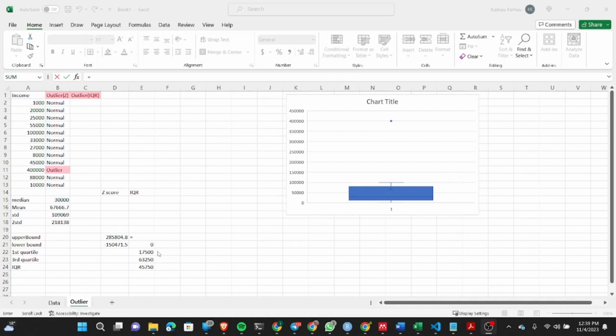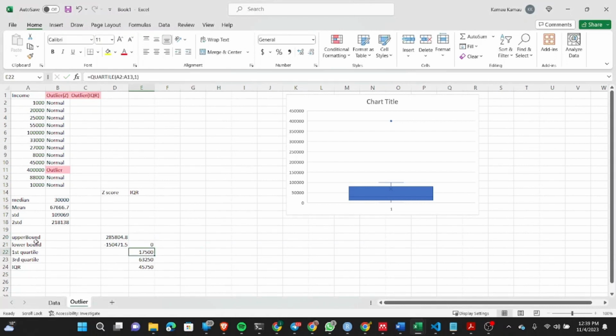And this is what I've done here. Let me remove this formula first. For the first quartile, I've written a formula which is equals to quartile, and then I'm giving the data array, and then I'm putting one there to show that it's the first quartile. Naturally, for the third, it's the same thing, but now 3 for the quartile, for the third quartile. For the interquartile range, you just get the third quartile less the first quartile, which is 45,000.